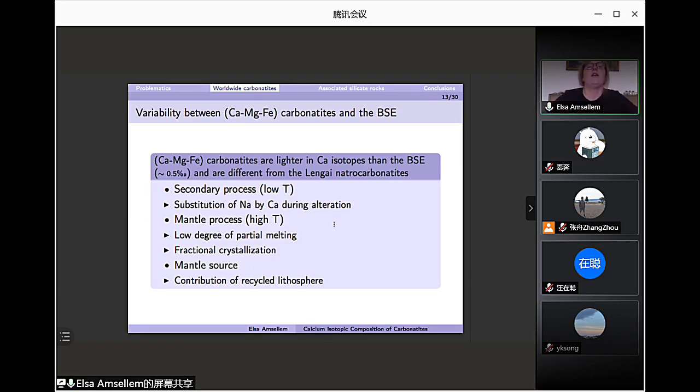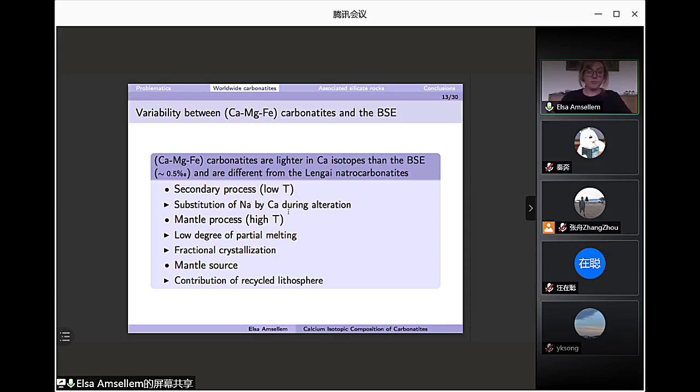For this case, it's interesting because it could explain that natural carbonatites are modern and calciocarbonatites are old. And so maybe all the carbonatites were erupted as natural carbonatites, but they were all altered and transformed to calciocarbonatites. And the substitution of sodium by calcium during the alteration might explain the enrichment in the lighter calcium isotopes for calciocarbonatites.